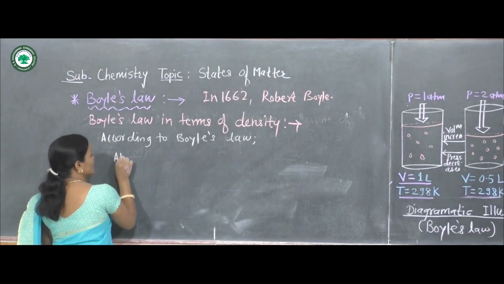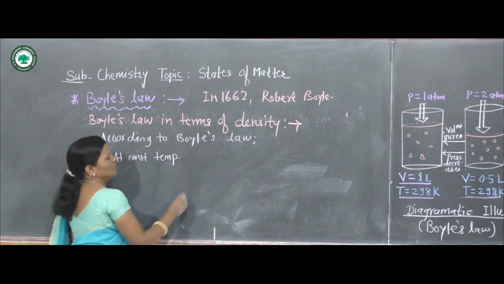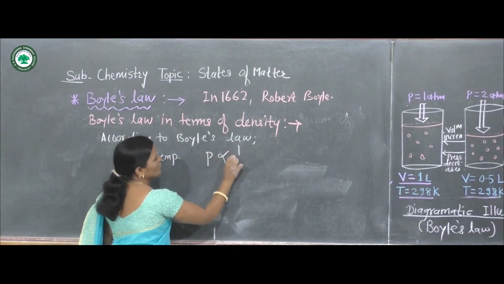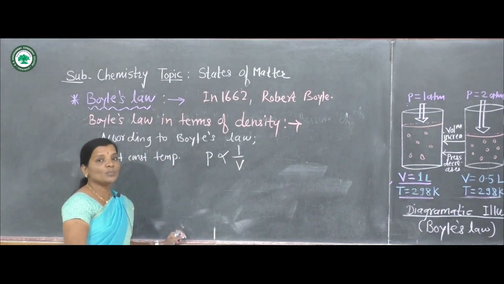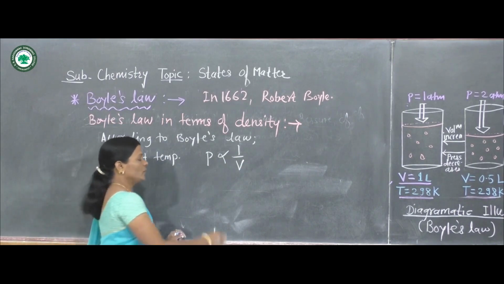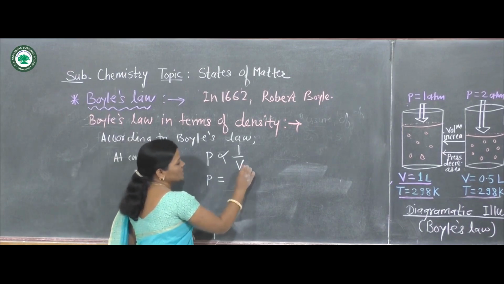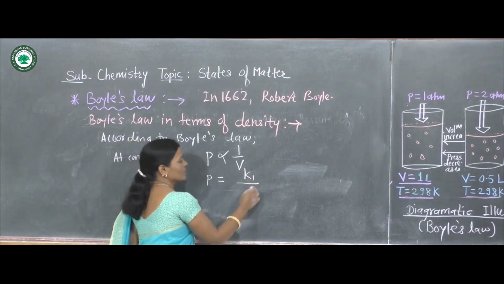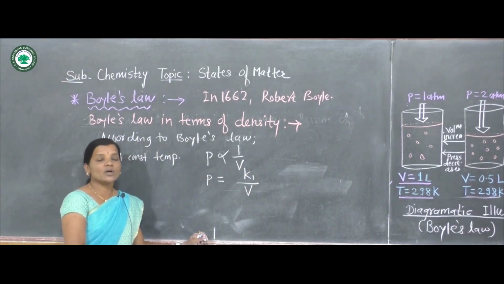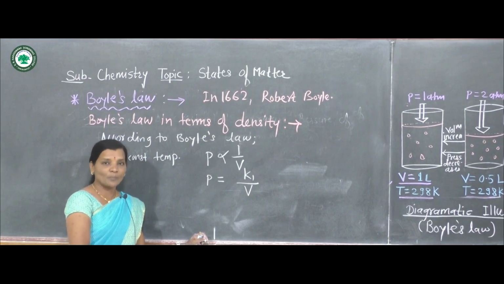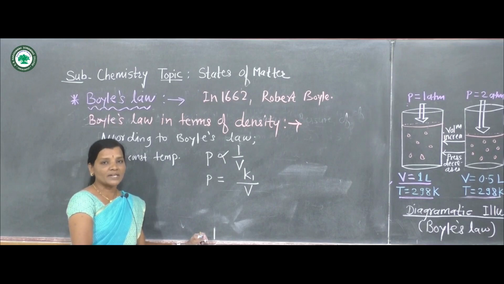Now here according to Boyle's law, at constant temperature, pressure proportional to 1 upon V. Pressure varies inversely with volume of the gaseous system. Now here for our convenience we are writing here P is equal to proportionality constant, that is K1 divided by volume of the system. Why that K1 is taken? Boyle's law is the first law we are going to study in the states of matter. So for our convenience that K1 is considered as a proportionality constant.